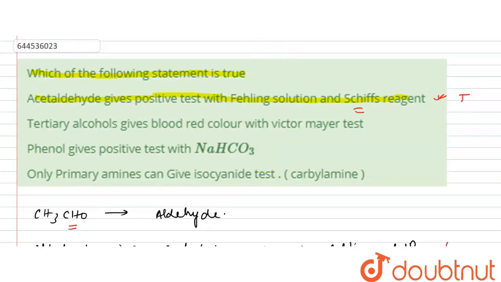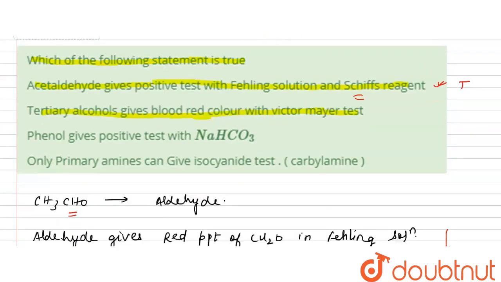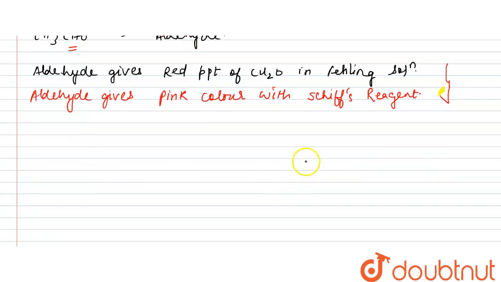Now let's see the second one. Second one says that tertiary alcohols give blood red color with Victor-Meyer test. Now Victor-Meyer test is a test which is used to determine the alcohols, whether it's primary, secondary or tertiary. So you know this is tertiary alcohol, R3COH, right? When you do the Victor-Meyer test, first you treat it with P plus I2, that is with iodine, and this OH is replaced by an iodine, so it becomes R3CI.